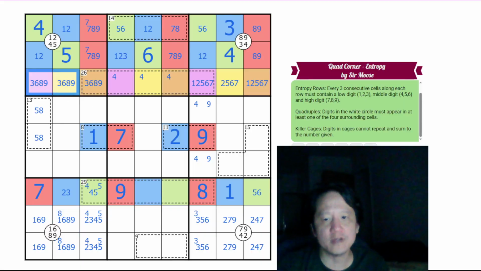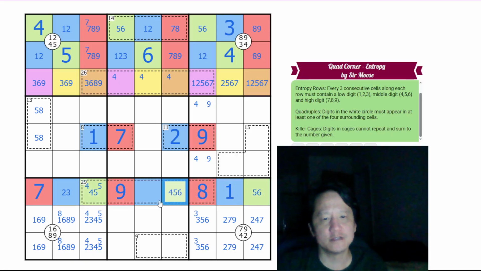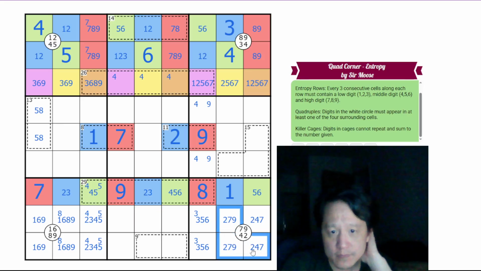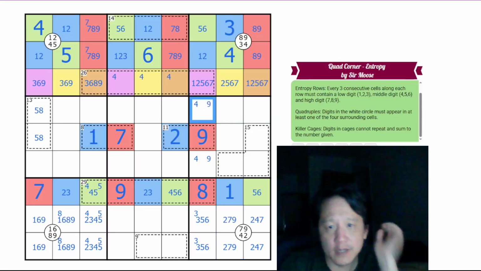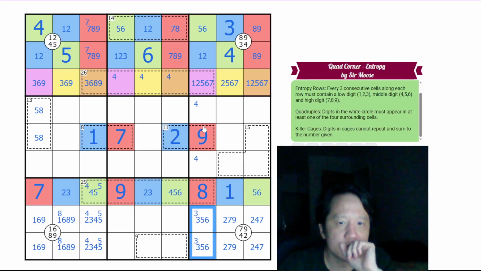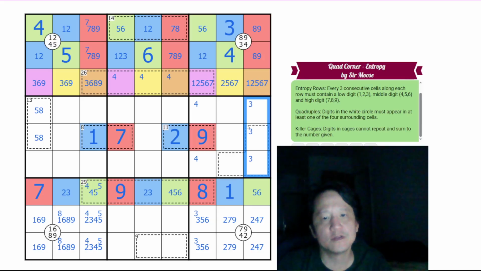That means none of these can be 8. So this is 4, 5, or 6 here. This is 2 or 3 there. Okay, 9 can no longer be any of these. 3 is guaranteed here. 3 can't be here, so 3 is one of these 3.